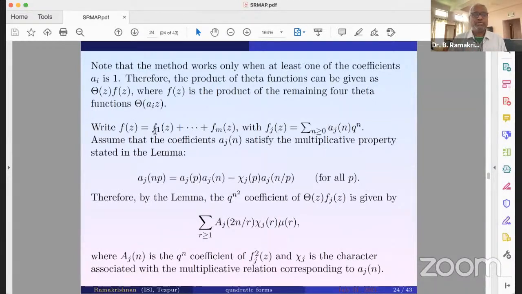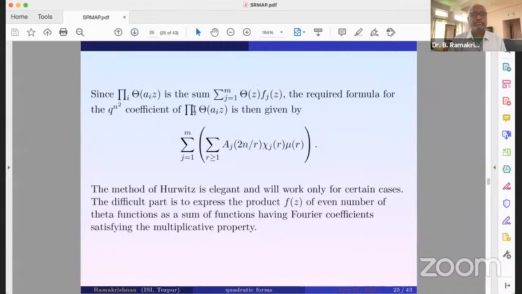So therefore, assume that your function f is written as a finite number of forms having the coefficients with the multiplicative property as in the lemma. Therefore, your original function theta f is nothing but the summation of theta fj of z. So f is the sum of fj. Therefore, theta f is the summation of theta fj.